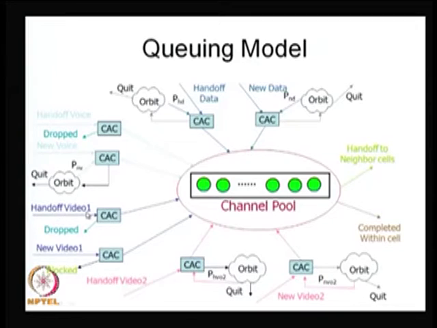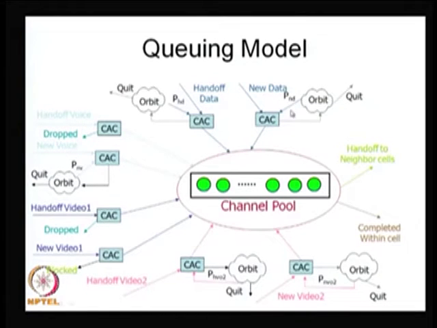Similarly for the handoff video 1, either it will be accepted or it will be dropped, whereas the new video 1 call, we use the word dropped for the handoff and blocking for the new calls. Therefore a new video 1 call will be blocked if there is no bandwidth, whereas for video 2, if there is no bandwidth, then it will go to the orbit with some probability and come back, and with 1 minus this probability it will quit. Similarly the new video 2 will either get accepted if the required number of channels are available, otherwise it goes to the orbit and retries.